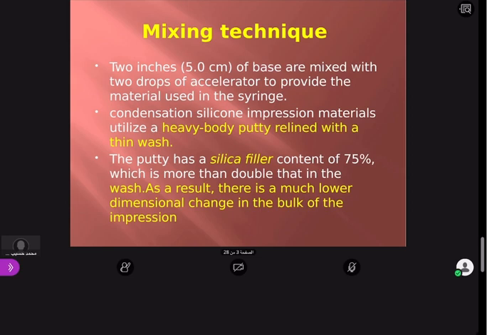So what is the mixing technique? 2 inches of base are mixed with 2 drops of accelerator to provide the material used in the syringe. Condensation silicone impression materials utilize a heavy body putty relined with a thin wash. The putty has a silica filler content of 75%, which is more than double that in the wash. As a result, there is much lower dimensional change in the bulk of the impression. These rubber based silicone impression materials are available in different consistencies: heavy body, regular or medium body, and light body material.